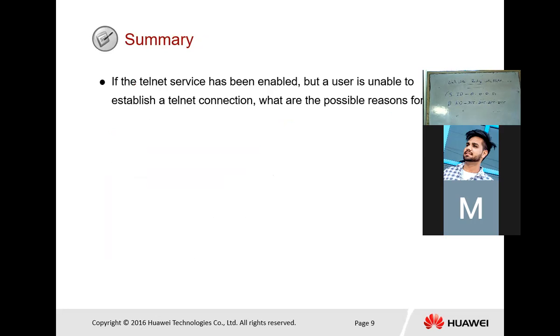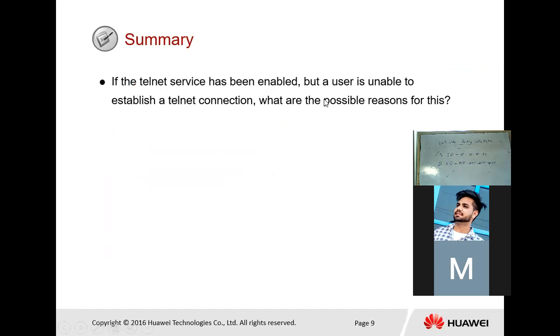Now a question: what if the telnet service has been enabled, but a user is unable to establish a telnet connection? What are the possible reasons? There are multiple reasons, like the port may be blocked, there may be a connection failure, an invalid password, or an authentication failure. These are all the possible reasons.